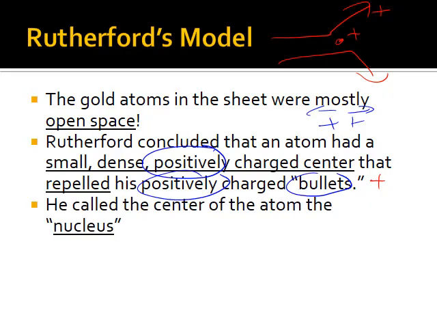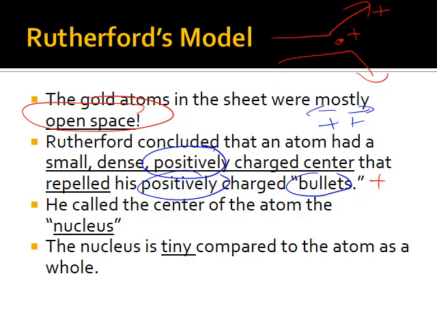He called the center of this atom the nucleus. It was him naming stuff after the cells. It's like the center of a cell is a nucleus, he also called the center of an atom the nucleus. The biggest thing is, because most of the particles went through, he knew that most of the atom was empty space, and the nucleus was very, very tiny compared to the atom as a whole.